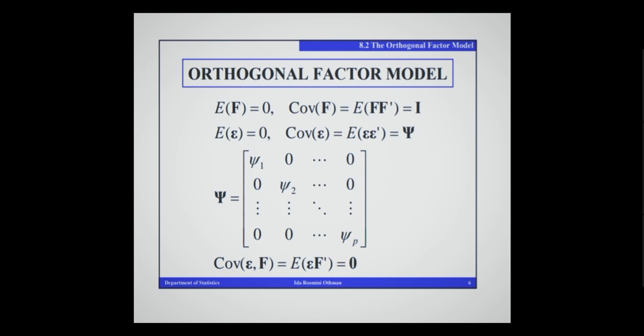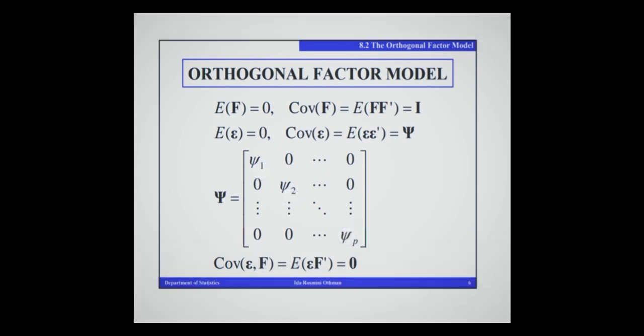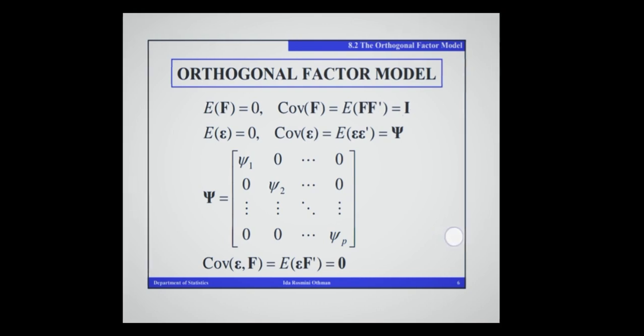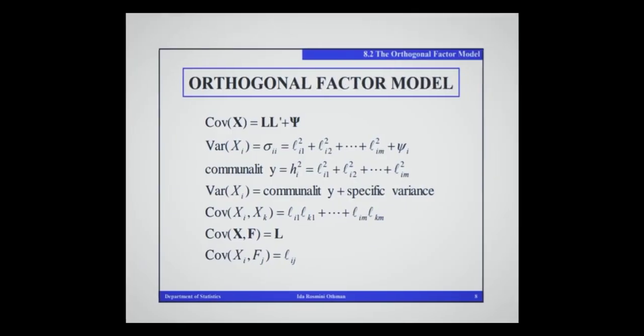Okay. So, ini juga dipanggil covariance matrix of covariance of error. Okay, all the diagonal here adalah error variance. Also, the covariance between factor dan error adalah 0, which means these two are independent.